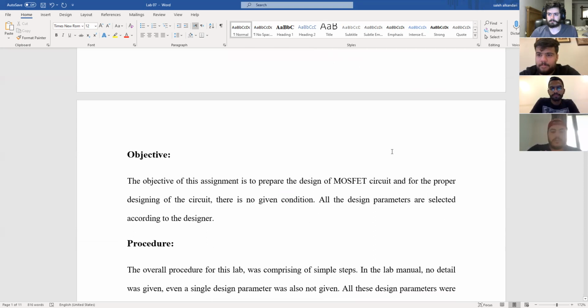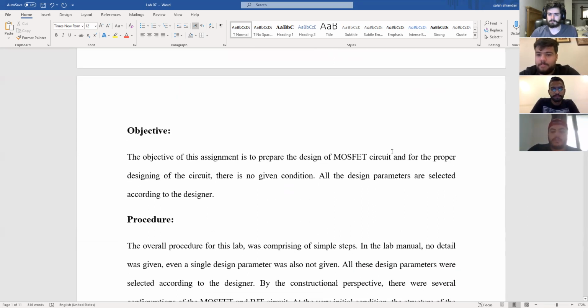The objective of this particular assignment is to prepare the design of the MOSFET circuit and the proper designing of the circuit. There is no given condition, and all the design parameters are selected according to the designer, which is us.